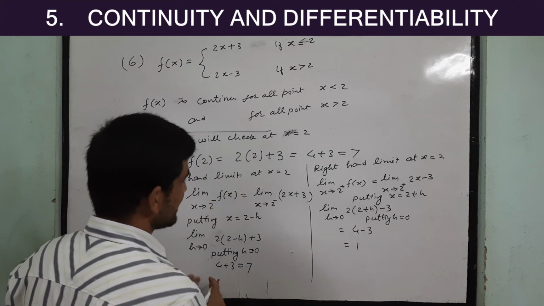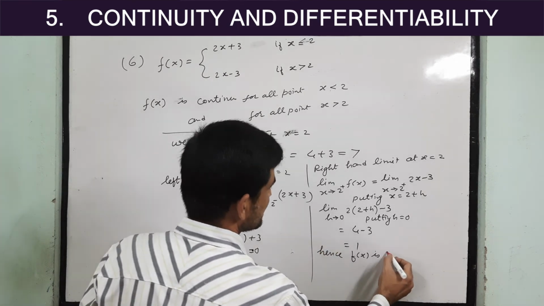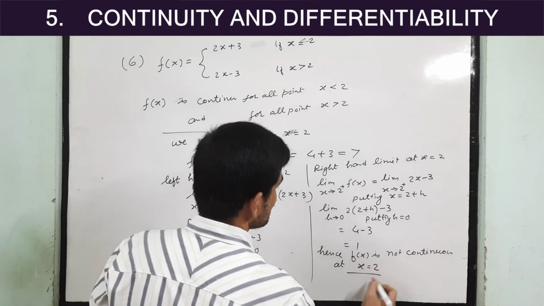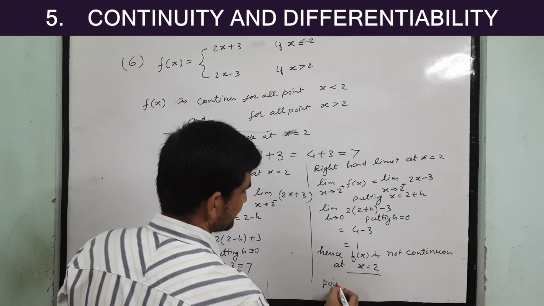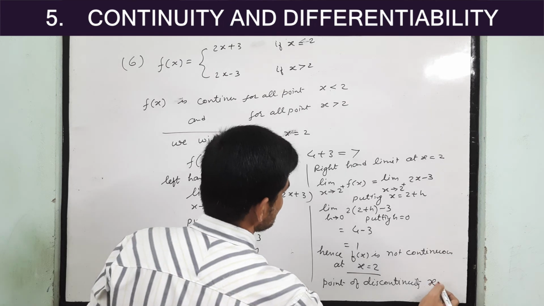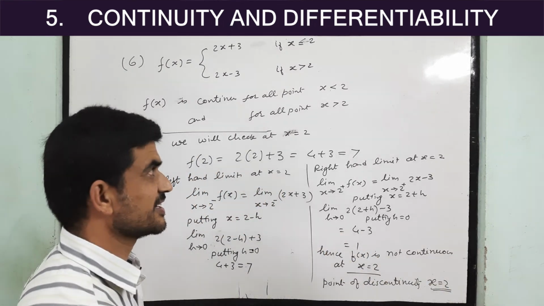So here the left hand limit and right hand limit are not equal. Hence the function is not continuous at x equal to 2. So we got one point. The point of discontinuity is asked, the answer will be x equal to 2. So we got one point only. At this point the function is not continuous.